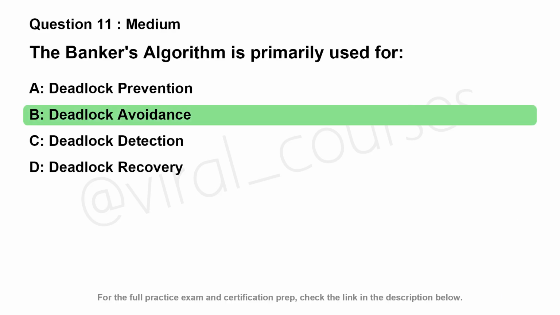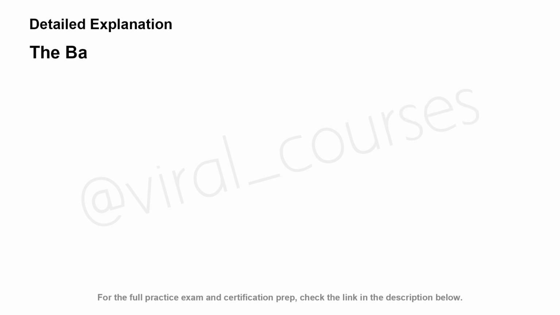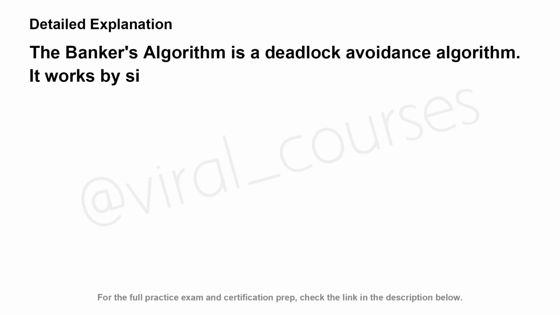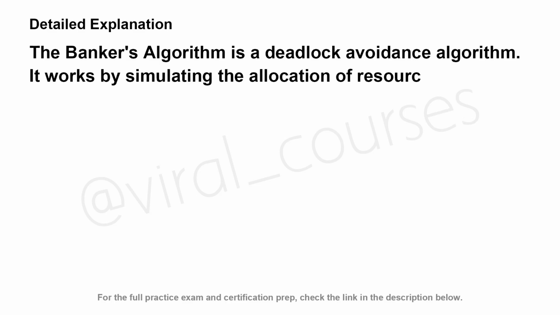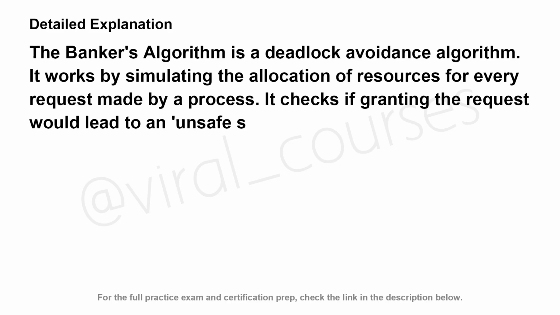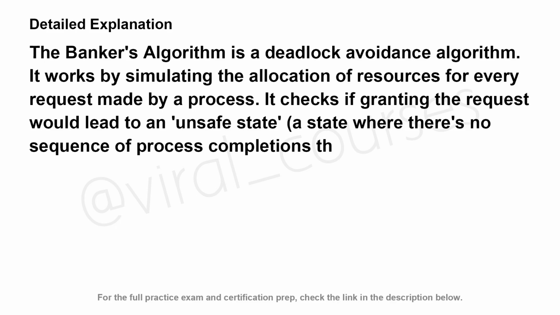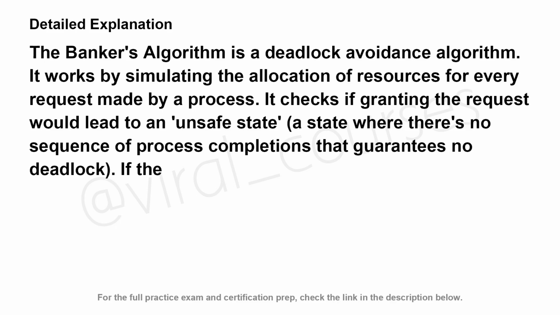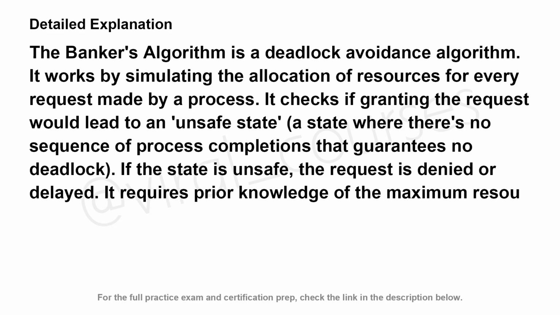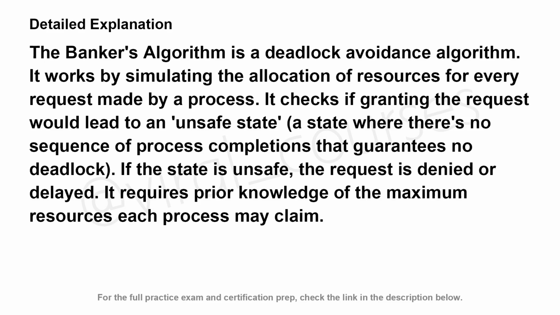The correct answer is B. The banker's algorithm is a deadlock avoidance algorithm. It works by simulating the allocation of resources for every request made by a process. It checks if granting the request would lead to an unsafe state, a state where there's no sequence of process completions that guarantees no deadlock. If the state is unsafe, the request is denied or delayed. It requires prior knowledge of the maximum resources each process may claim.